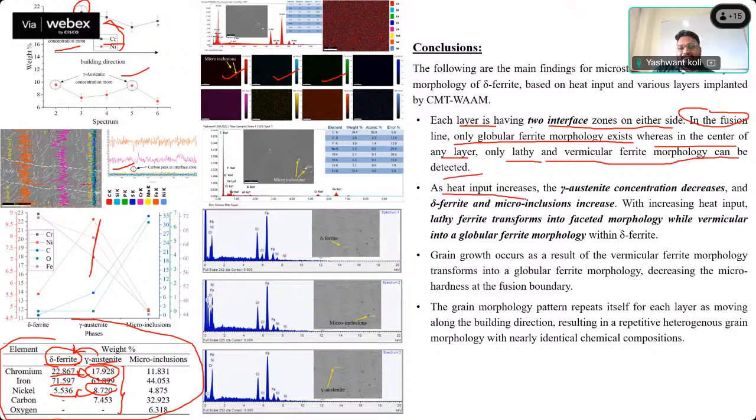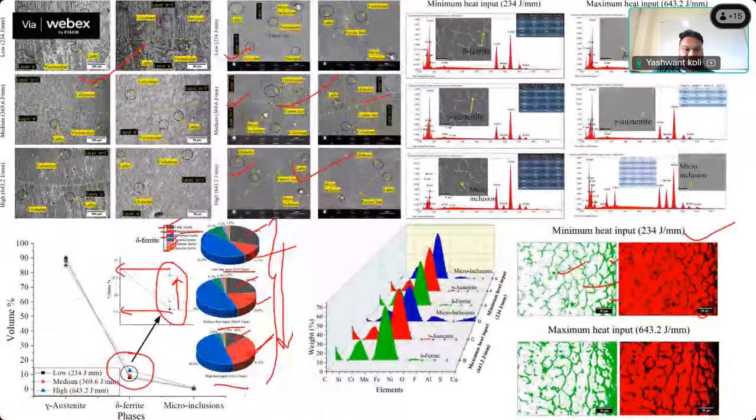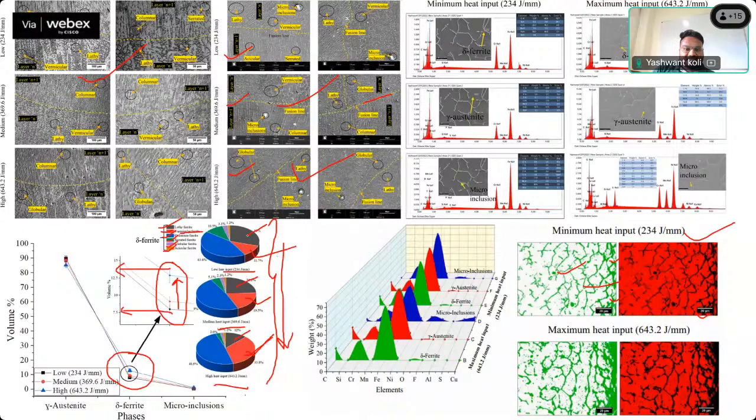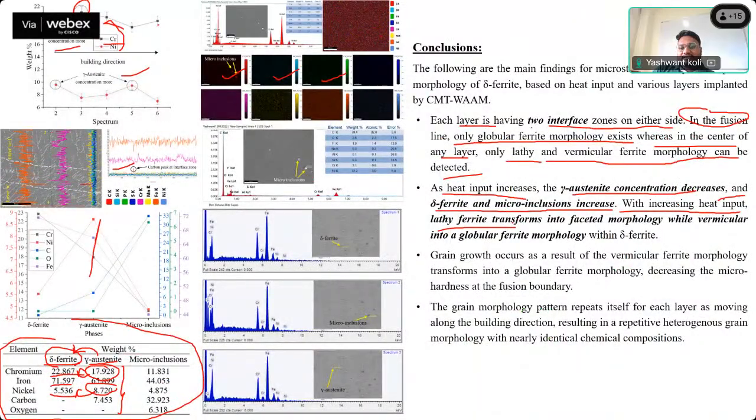As the heat input increases, gamma austenite concentration decreases, and delta ferrite and micro inclusions increase. That we've discussed in the graphs. With increasing heat input, lathy ferrite percentage is reducing. It transforms into faceted morphology, while vermicular morphology is converted into globular ferrite morphology. So as we increase it, vermicular is transforming into globular.